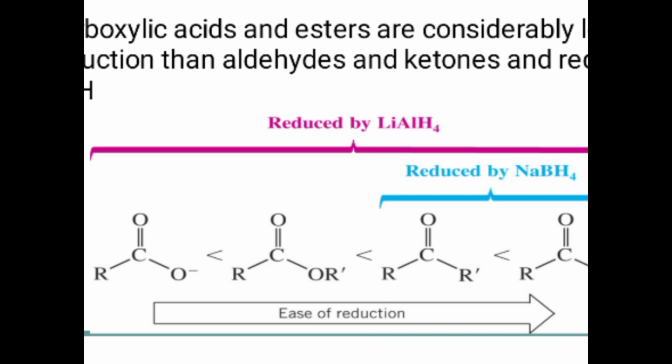It converts all of these directly into alcohol. But if I want to do some selective reduction, then we must use sodium borohydride, which is a mild reducing agent. It only reduces aldehyde and ketone functionality, while it cannot reduce ester and carboxylic acid. Carboxylic acid and ester are considerably less reactive toward reduction than aldehyde and ketone, and require the use of lithium aluminum hydride, LAH.